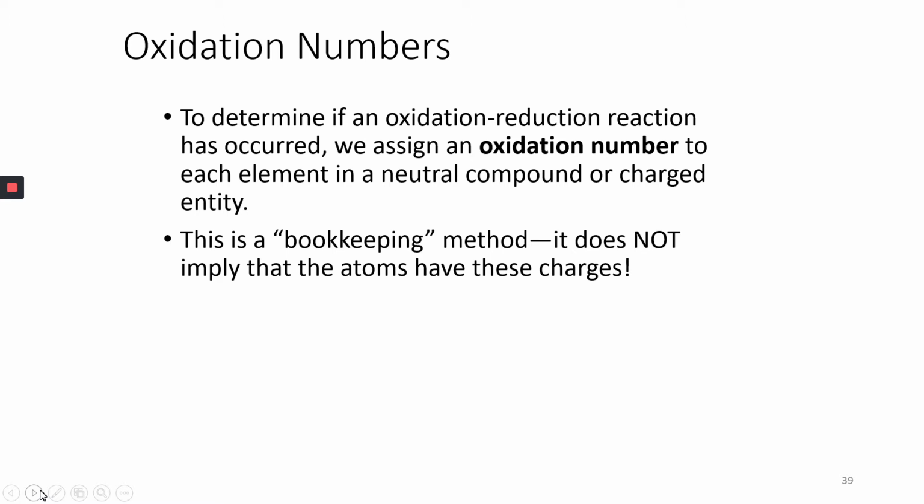In order to determine what is being oxidized or reduced, we must look at the oxidation numbers. So we have to assign oxidation numbers to the elements in compounds. Okay, this is sort of a bookkeeping method. It does not imply that the atoms have those actual charges. So for example, in covalent bonded substances, we assign charges to the elements in those molecules, but they do not necessarily have those charges.